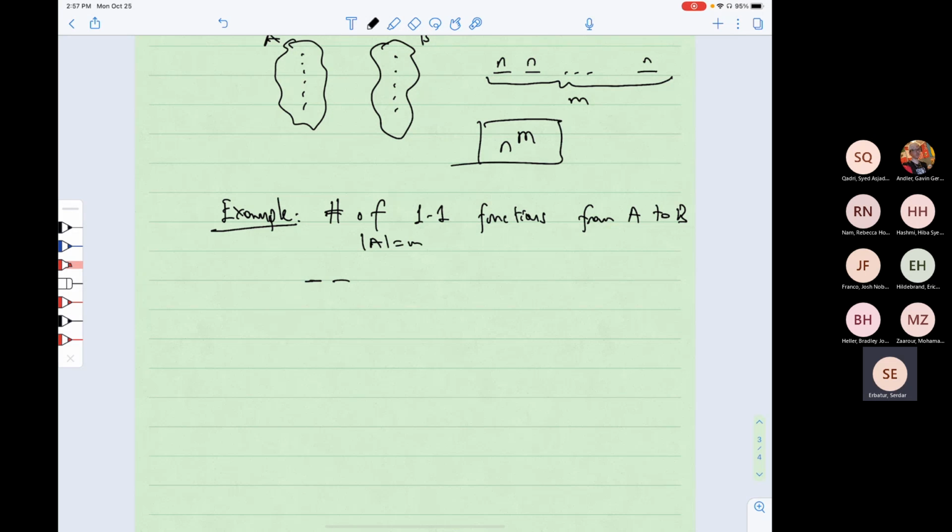So let me write this. Okay, again, it's an M-step operation. Definitely, that's for sure, like in the previous case. Now we have to be careful. There is a restriction. Remember, one-to-oneness requires us not to map two elements to the same element, right? We don't want something like this.